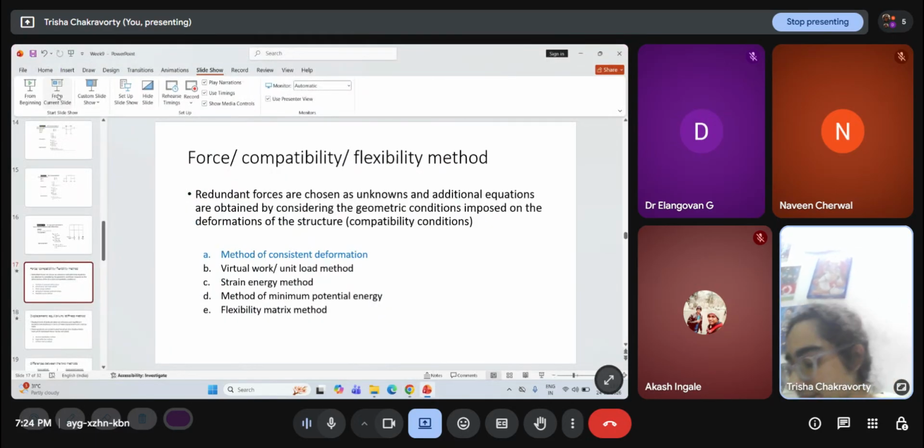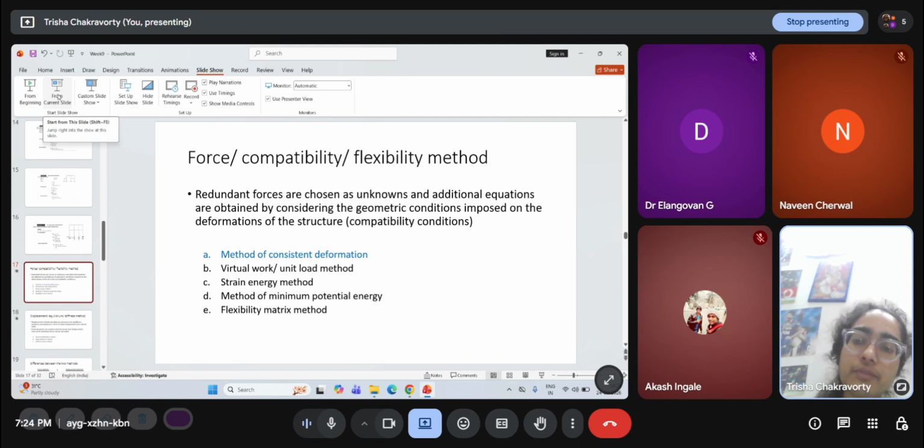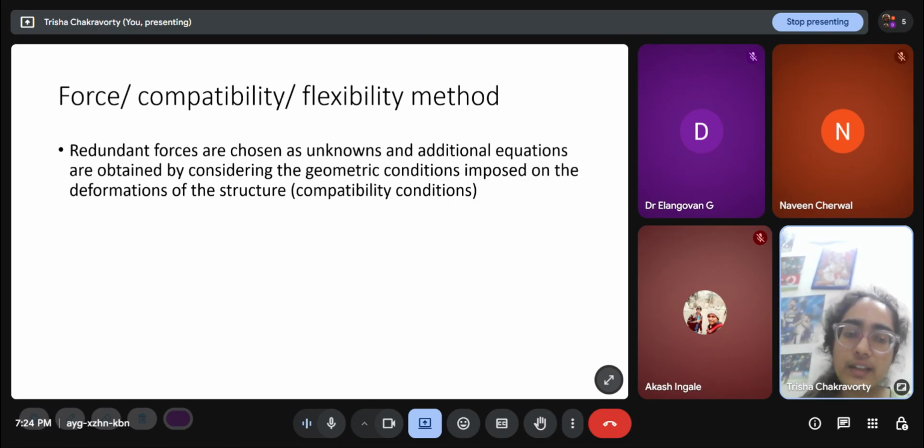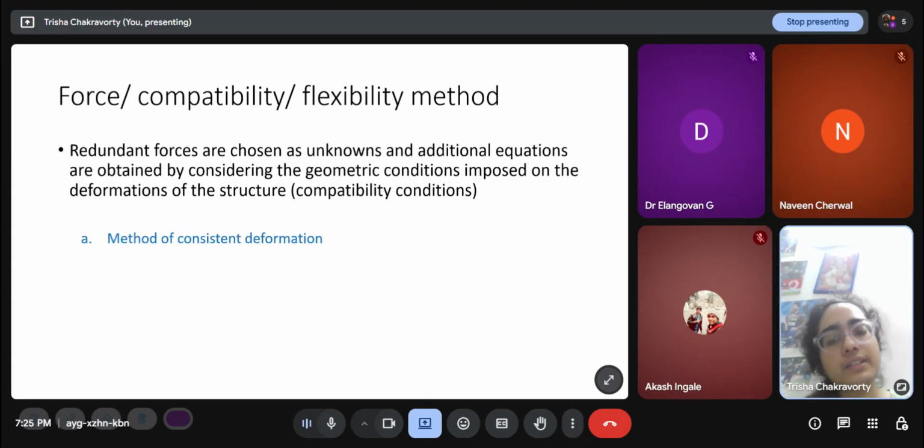Okay, so I'll continue with a brief summary of these methods which we have already seen. Force or compatibility or flexibility method: redundant forces are chosen as unknowns, and additional equations are obtained by considering the geometric conditions imposed on the deformations of the structure, which are compatibility conditions. Method of consistent deformation, which we are looking at and also will look at today.